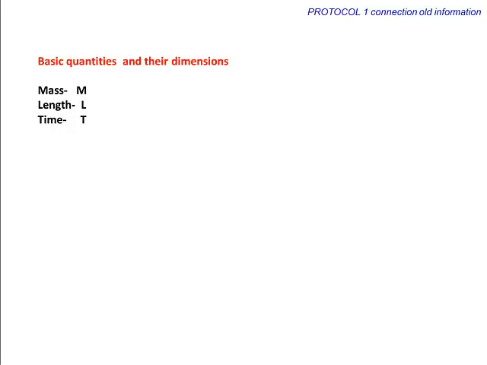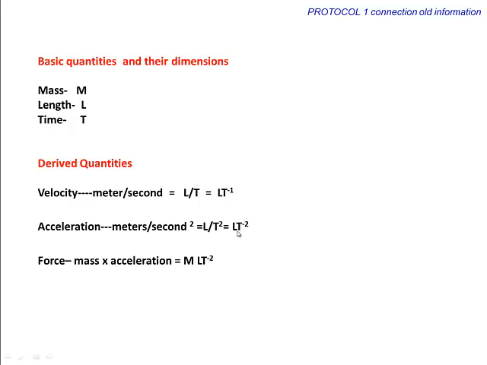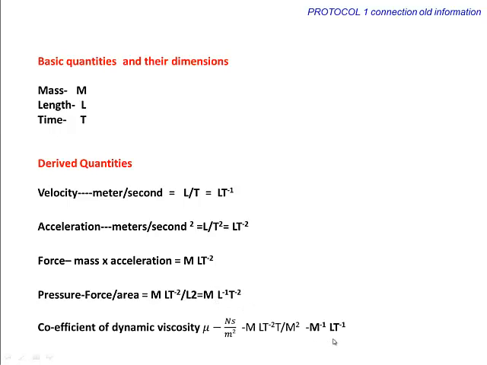Dimensions of the basic physical quantities such as mass, length, and time are represented using letters M, L, and T respectively. For derived quantities, the dimensions can be derived from their unit. For example, the unit of velocity is meter per second, therefore its dimension can be expressed as L/T or LT^-1. Similarly, we can derive dimensions of physical quantities such as acceleration, force, pressure, coefficient of dynamic viscosity, etc. in terms of basic dimensions M, L, and T.